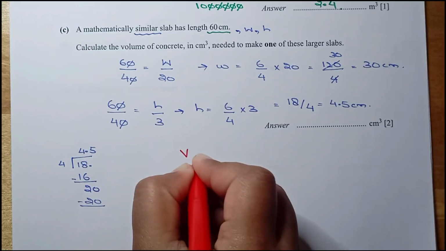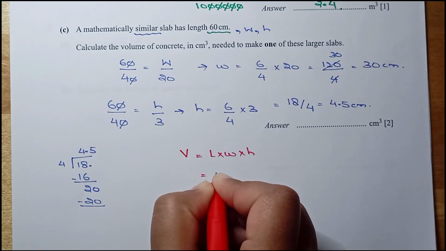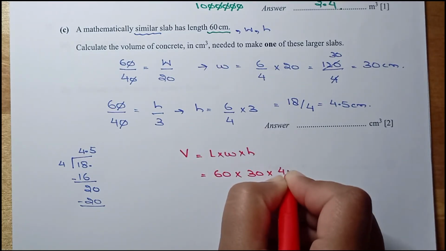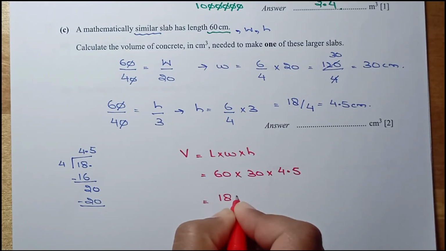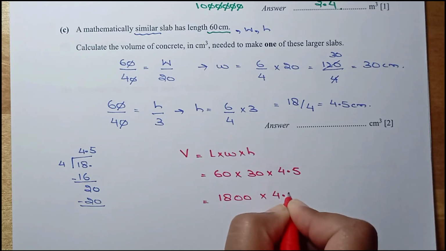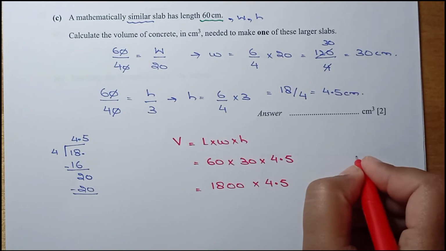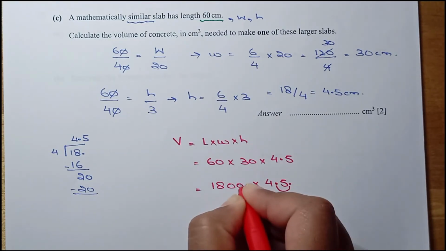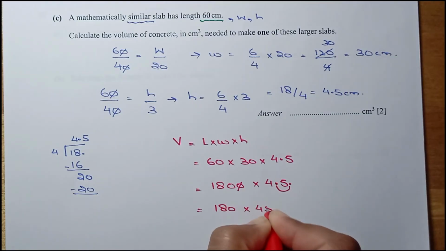Now we need to find the volume. Volume of a cuboid is length times width times height. So this would be equal to length 60 that we have given, the width we got is 30 and the height is 4.5, right? 6 times 3 is 18, so 1800 times 4.5, right? So let me multiply the numbers. If we shift this decimal point 1 unit to the right, we can cancel the 1 zero. So 180 times 45, right?